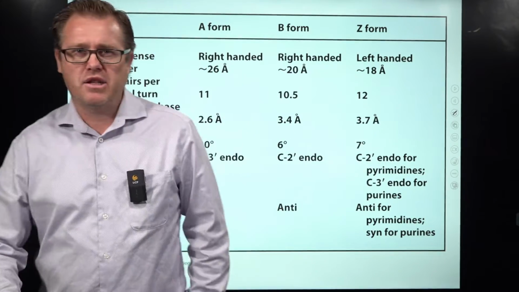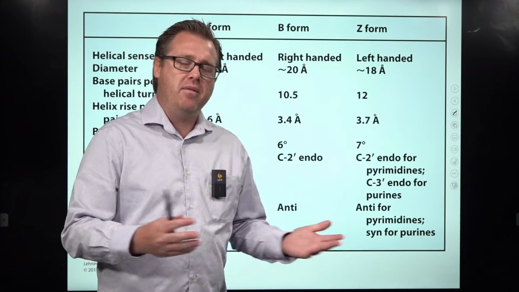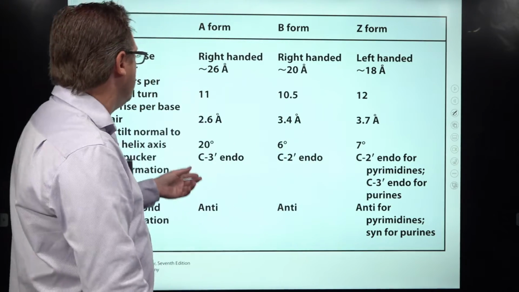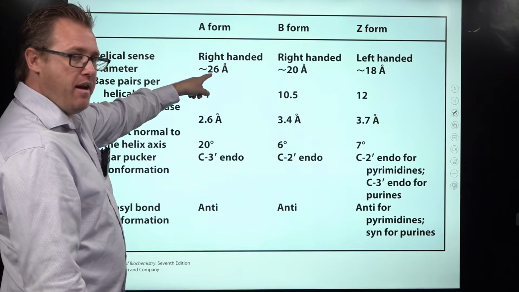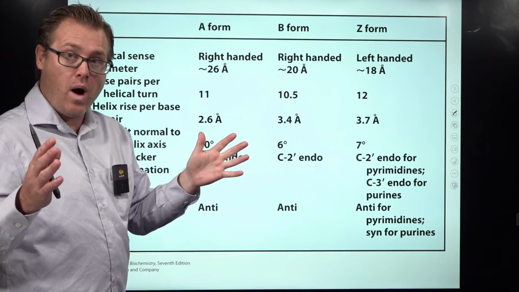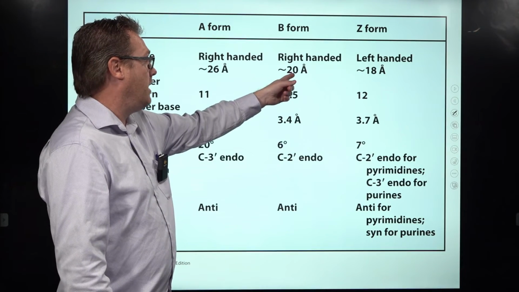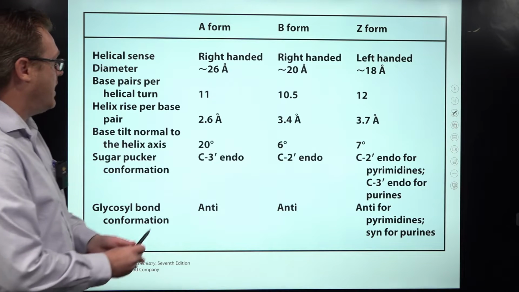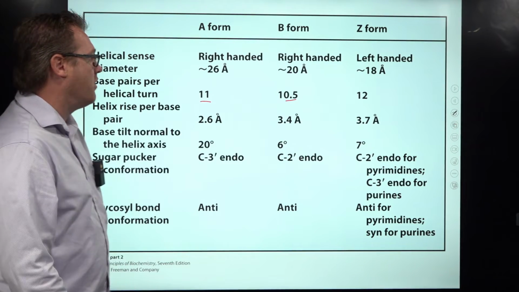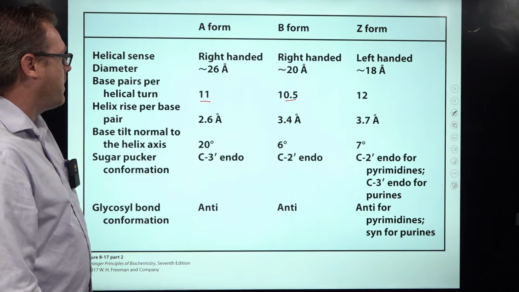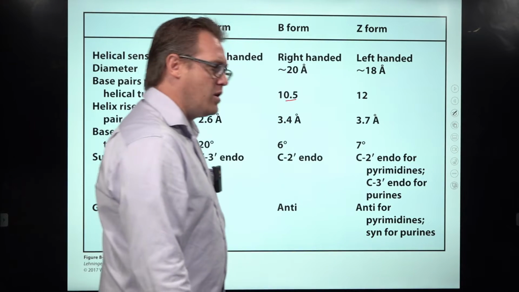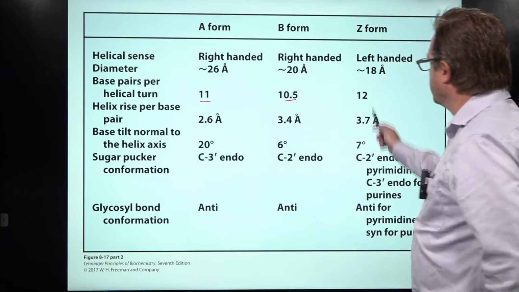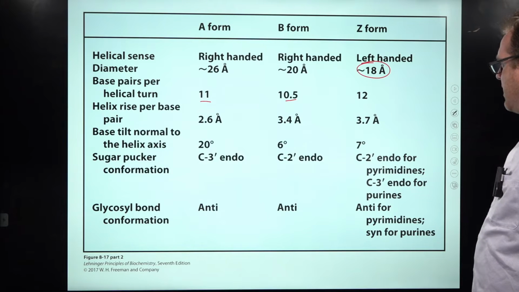So if I ask the question, between A and B form, which one has a bigger diameter? Which one's wider? Well, you see right here that the A form is a whole lot wider than the B form. You can compare and contrast all the numbers there. So the Z form, you can see that it's getting more slender, because that diameter is getting smaller.